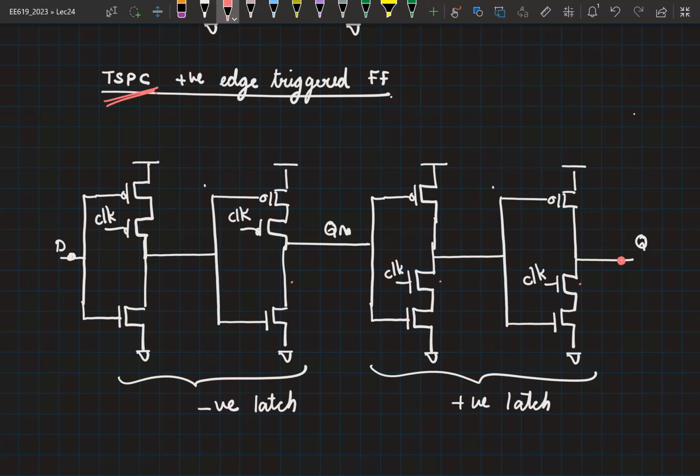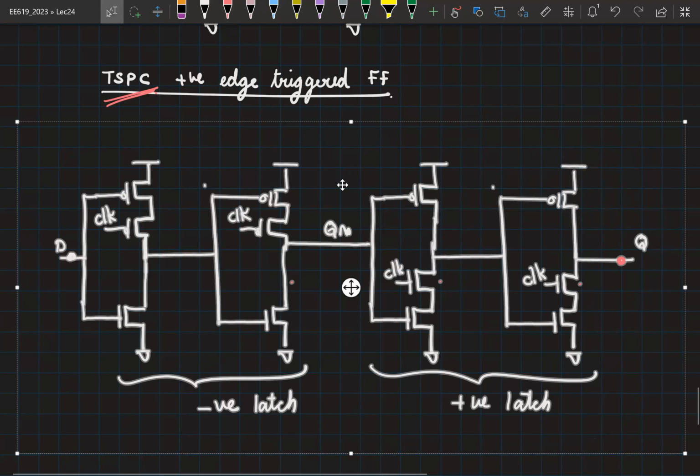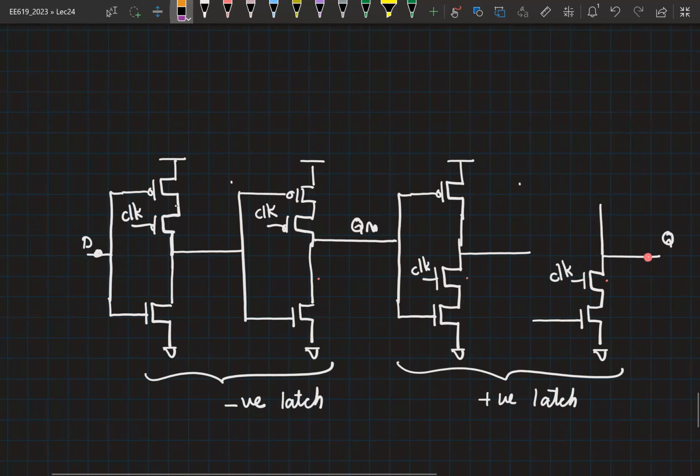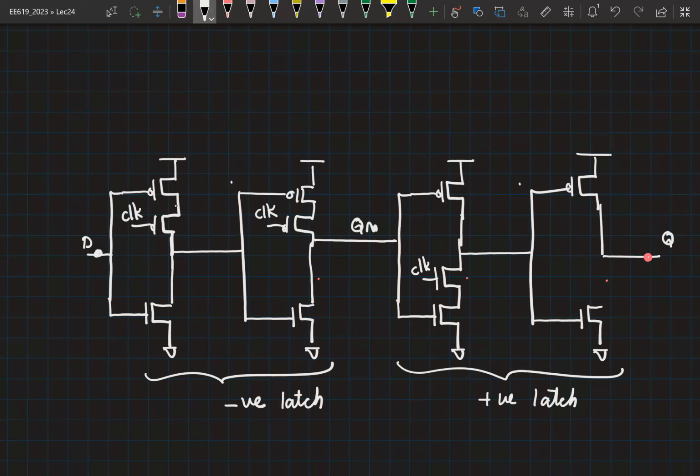Okay? So now I'm going to take this configuration and make small changes to it. Right? So the first change is I'm going to replace this stage with a regular inverter. Okay. So if this is a regular inverter, I can no longer call this a latch. If this is Q, what can I call this as? This then becomes Q bar.